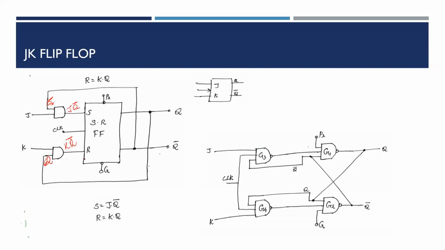Sorry, this is K into Q. Then the internal diagram of this box is exactly the same as that of an SR flip-flop, which is shown in this figure. Okay. Is it clear?